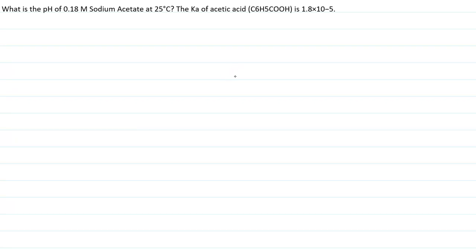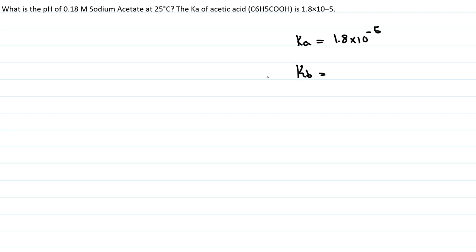Now, what is the pH of 0.18 molar of sodium acetate at 25 degrees Celsius, given the Ka of the acid, which is 1.8 multiplied by 10 to the power of negative 5. So we are given sodium acetate, which is a base, and we are given the Ka of the acid. So when we're given sodium acetate, which is a base, we have to use Kb.